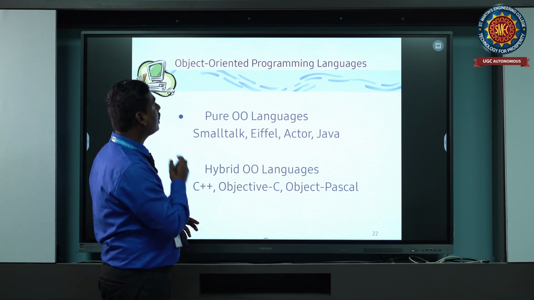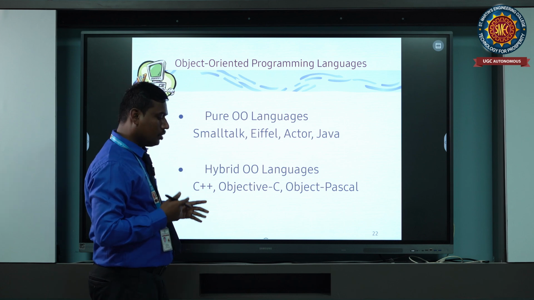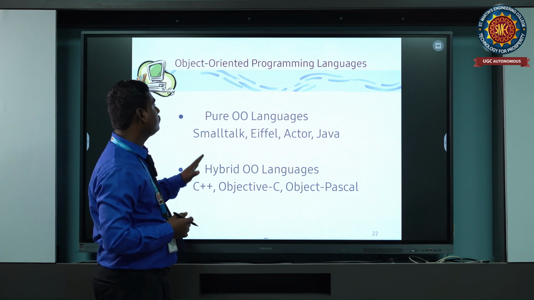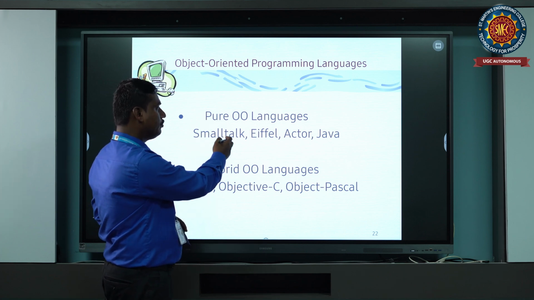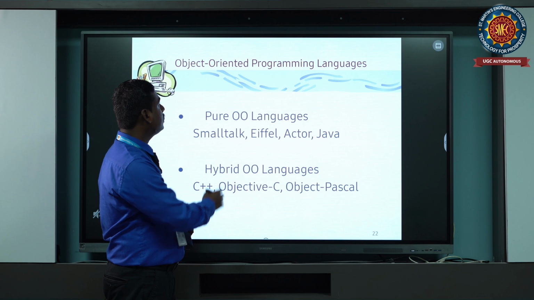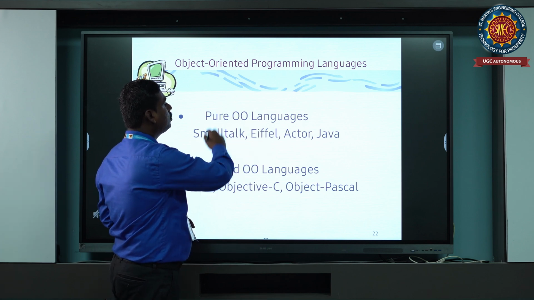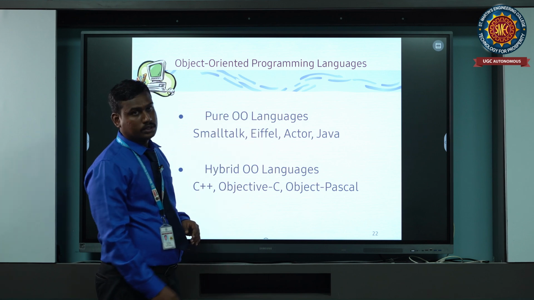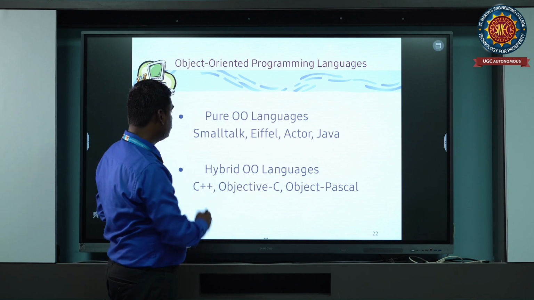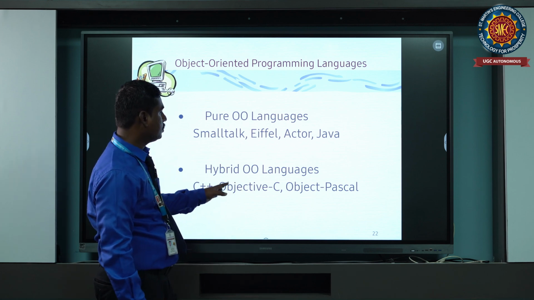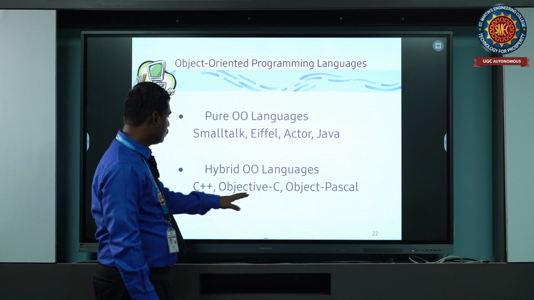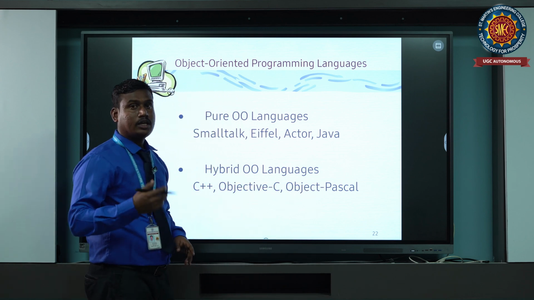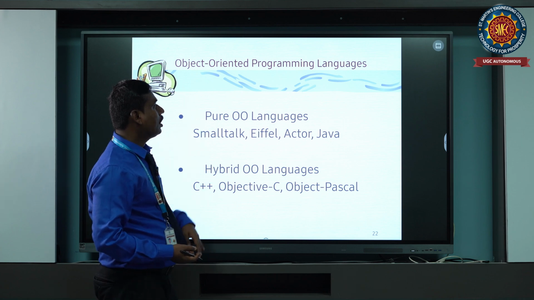Next one is object oriented programming languages. Which languages are pure object oriented programming languages? Smalltalk, Eiffel, Ada, and Java. Next are the hybrid languages. We know C++, Objective-C, and Object Pascal, and also Turbo C++ comes under programming languages.